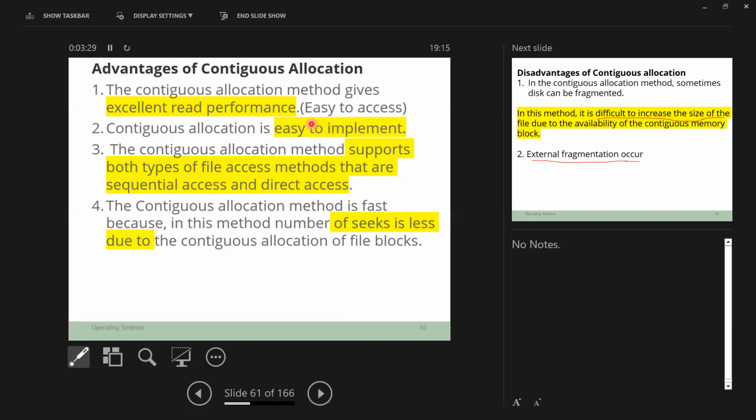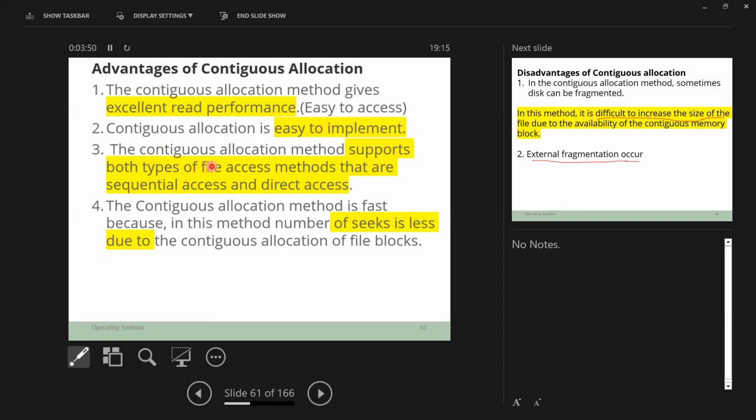Easy to implement because everything is saved together. Just think about the school assembly, the main assembly. If all the math students are together, it's easy to call the math students. Right? If everyone is mixed up like at a sports meet, it's hard to find them. Access time is higher. So since everything is together, it is easy to implement.